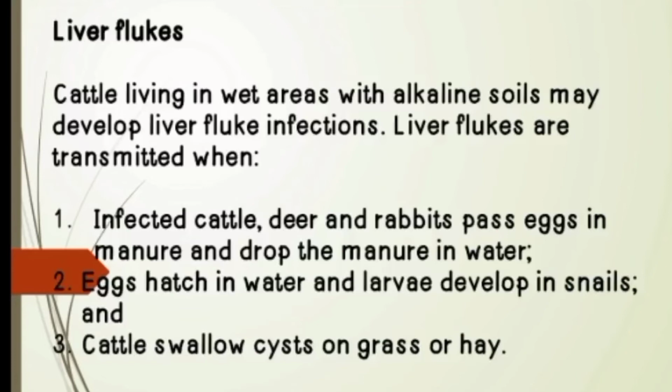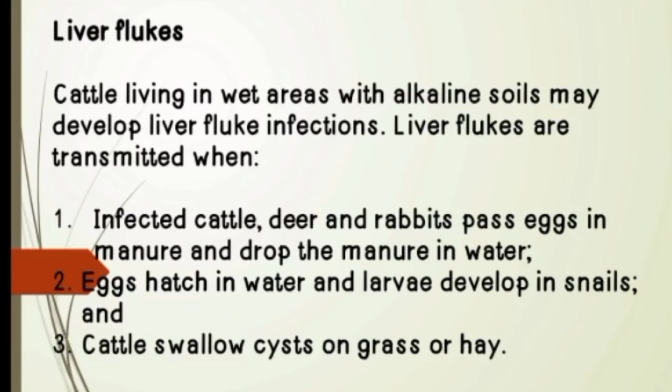Liver flukes. Cattle living in wet areas with alkaline soils may develop liver fluke infections. Yung mga cattle daw po na naninirahan sa mga basang lugar na mayroong alkaline soil ay maaring makapag-develop or magkaroon ng liver fluke infections. And those liver flukes are transmitted when infected cattle, deer, and rabbits pass eggs in manure and drop the manure in water.